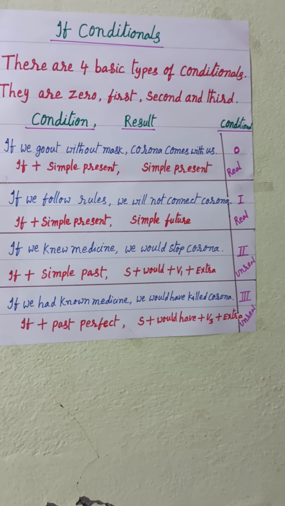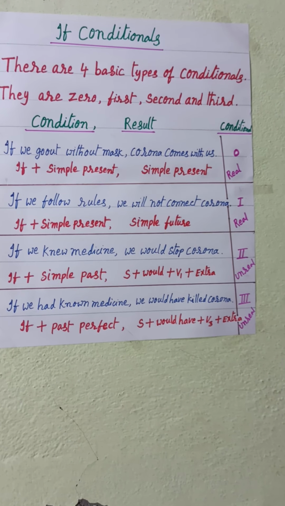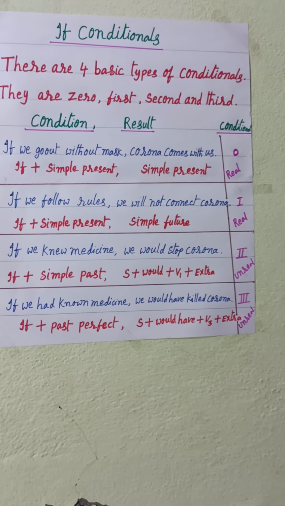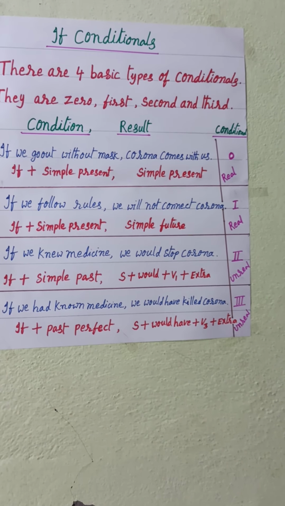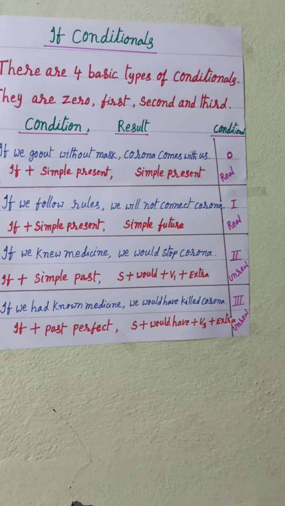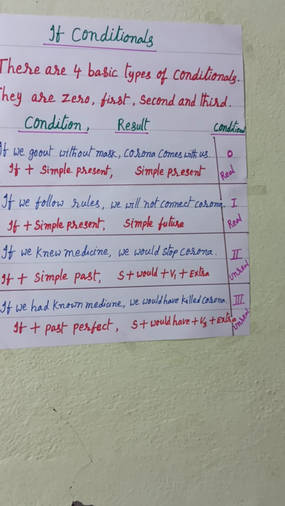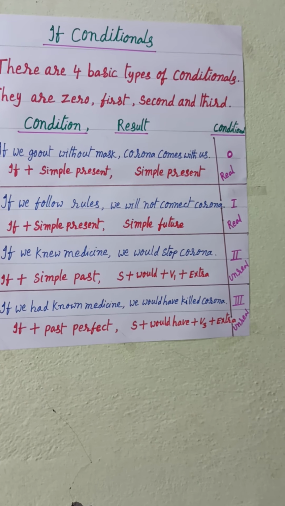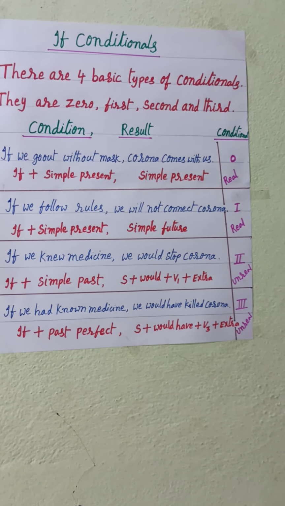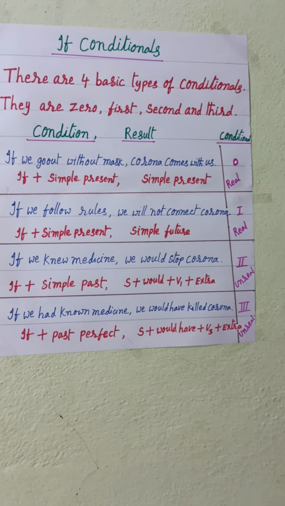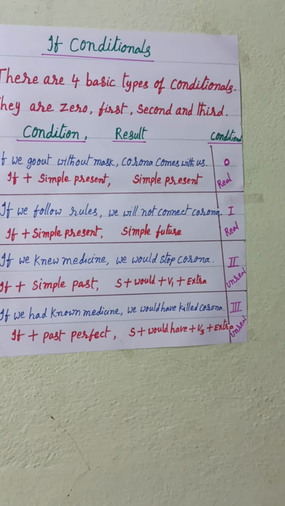Here, condition is if plus simple present tense, comma, result is simple present. Here condition and result are also simple present tenses. It is zero conditional.